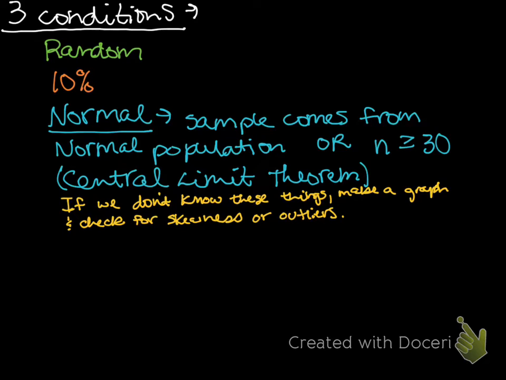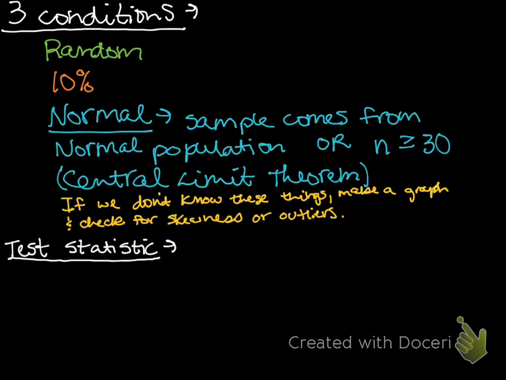Please remember that if you make a graph to check for skewness or outliers and you think you notice skewness or outliers, then state that you are going to proceed with caution. Don't just stop and not do the test. State, I'm going to proceed with caution, okay? But still check the conditions anyways.